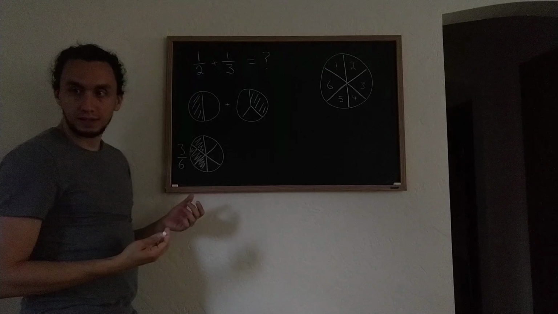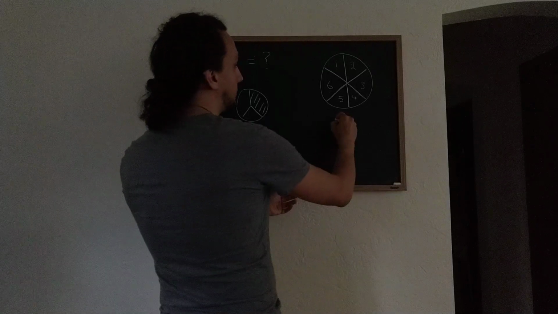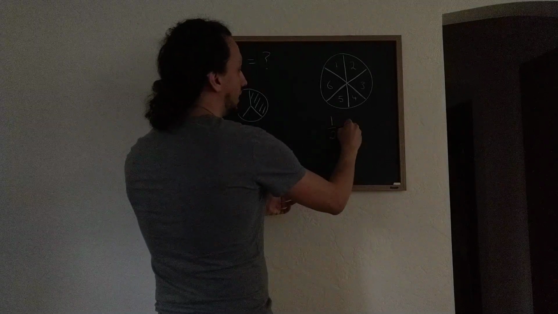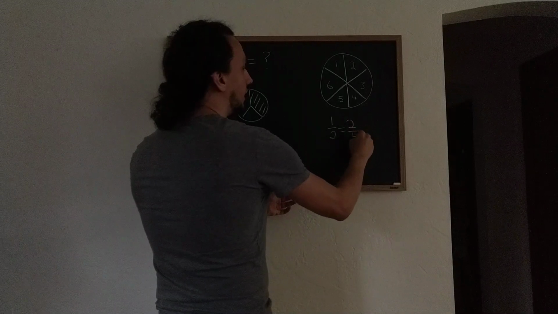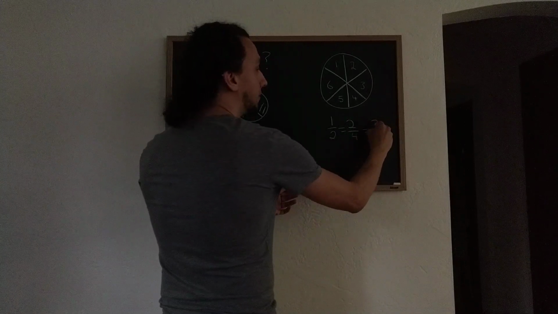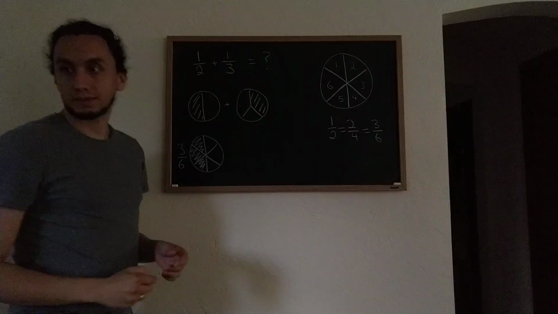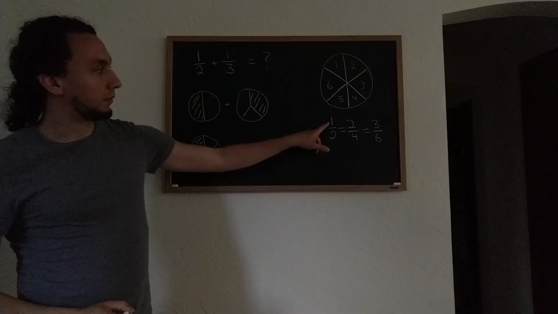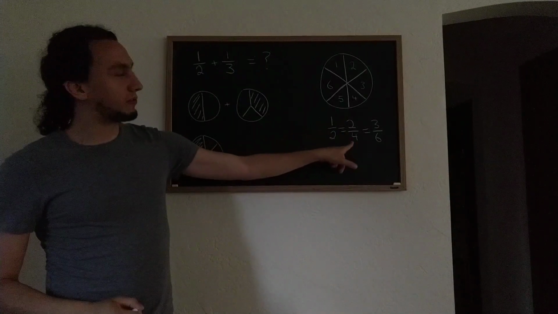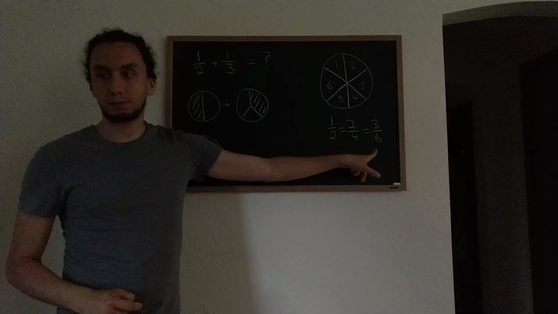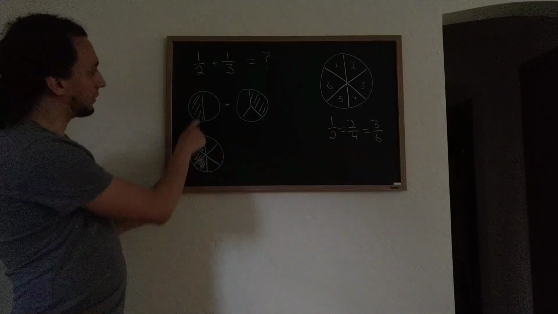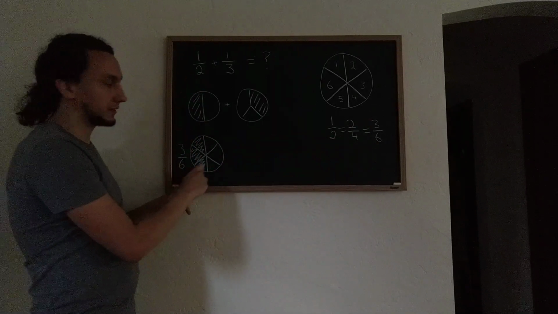Does that make sense? So I'm going to just remind us, before we had 1/2 was the same thing as 2/4, and now we're saying it's also the same thing as 3/6. 1 out of 2 pieces is the same as 2 out of 4 pieces, which is the same as 3 out of 6 pieces. So 1/2 is the same as 3/6.